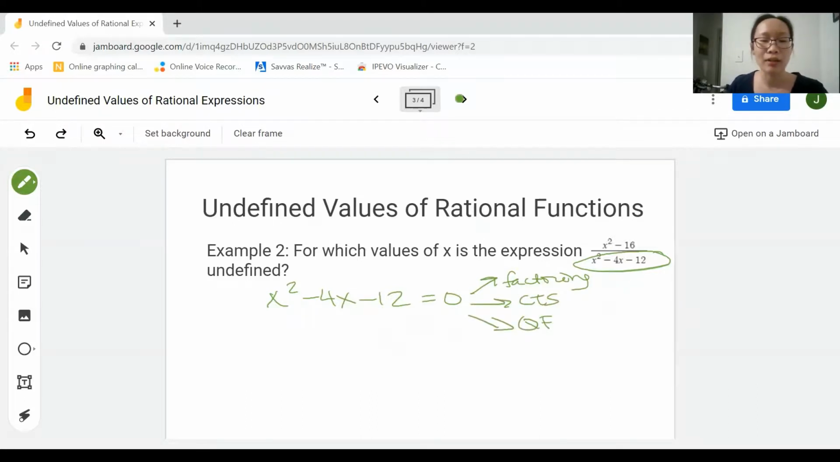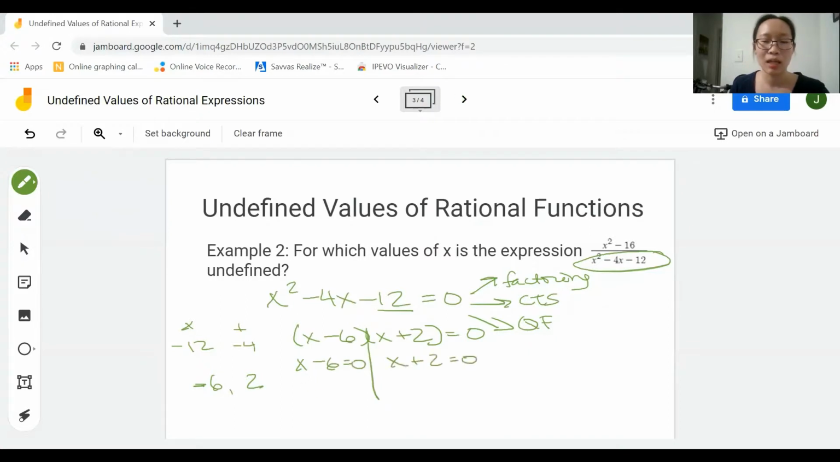I'm going to factor, so I'm looking for two numbers that multiply to -12 and add to -4. And I think those numbers are going to be 6 and 2 with a -6. That means my factors are x minus 6, x plus 2. And when I set that equal to 0, I'm going to set each factor equal to 0, which gives me x is equal to 6 and x equals -2. So my expression is undefined for x equals 6 and x equals -2.